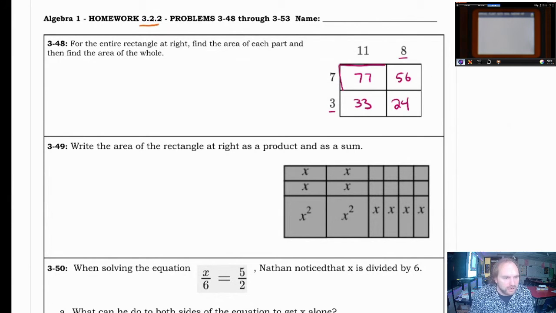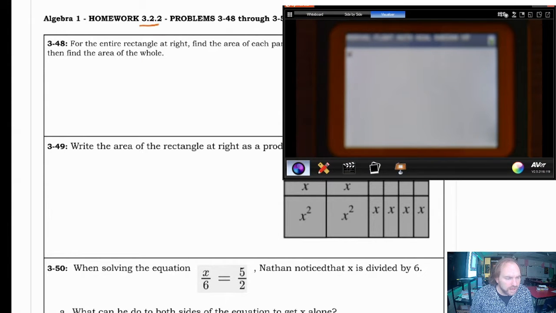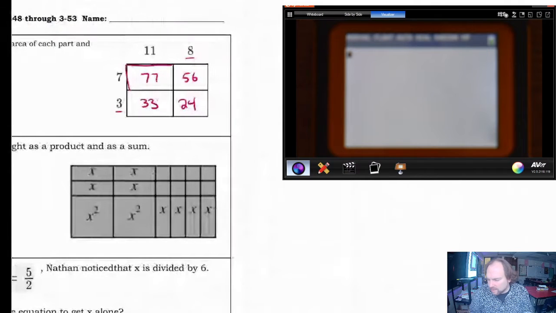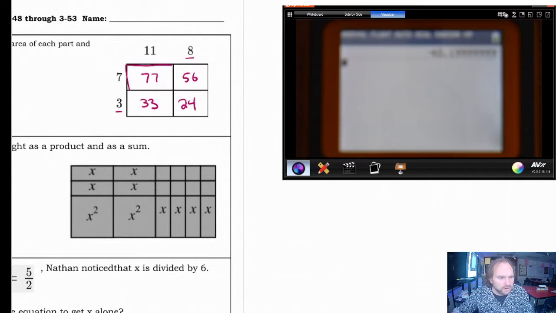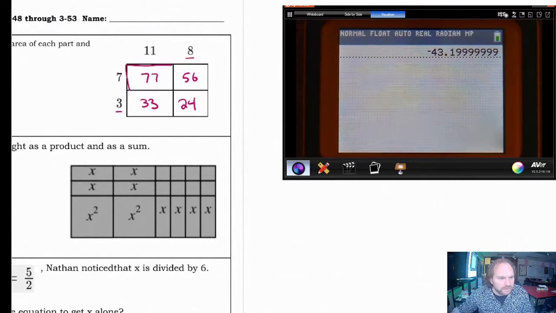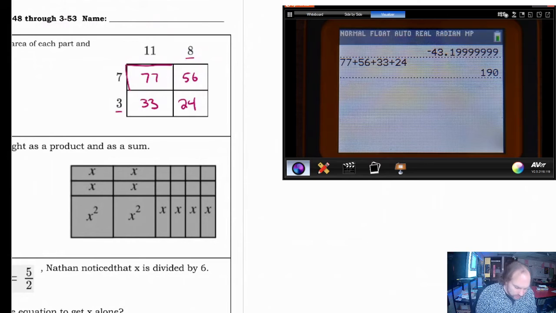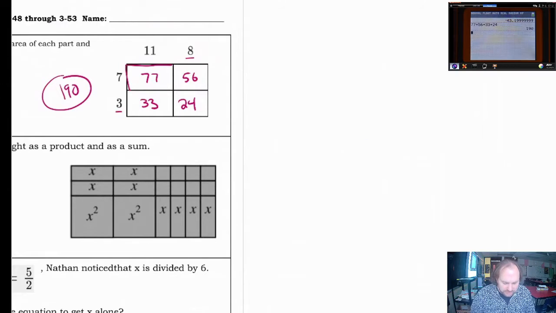I'm going to bring calculator cam up here because I do not expect anybody to do this by hand. Come on. Who knows what those things are off the top of their heads. I got to zoom in and make calculator cam a little more clear. There you go. 77 plus 56 plus 33 plus 24. Looks like it's 190, and that would be the answer. Easy peasy, monkey cheesy.